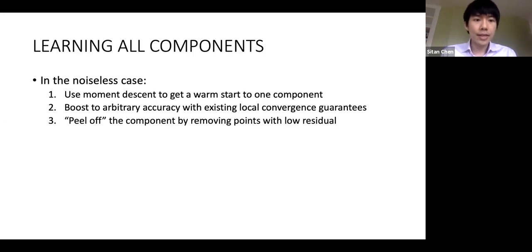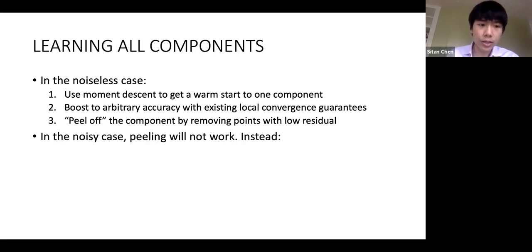And then the idea is that once I've boosted to arbitrary accuracy, I can just look at all points in my data set which have low residual with respect to this estimator that I produced, and just remove them from the data set. And the point is that after this peeling procedure, I have essentially removed almost all of that particular component from my data, and now I'm left with a mixture of k minus 1 linear regressions that I can then recurse on.